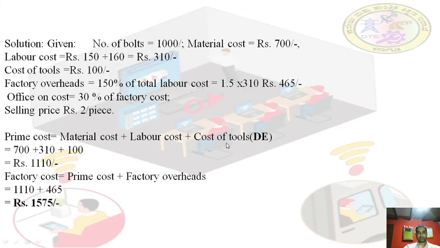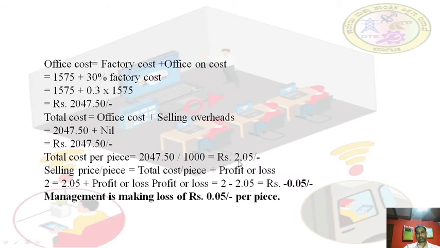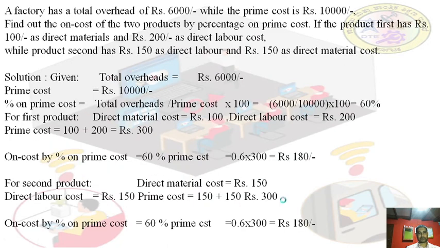By seeing this only you can say that the total cost is coming as 2.05 and the selling price is 2, that means 0.05 rupees is lost to the company. So selling price equals total cost plus profit or loss. Selling price is 2, total cost is 2.05, so the profit will become 2 minus 2.05, that is minus 0.05. The minus sign indicates that it is negative, that is a loss to the company. 0.05 rupees per component is lost to the company. Okay.